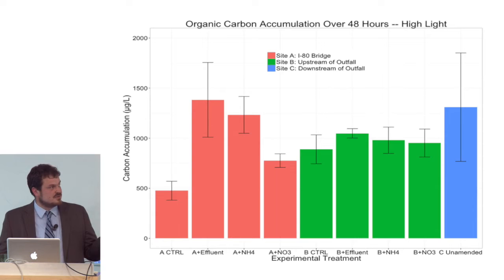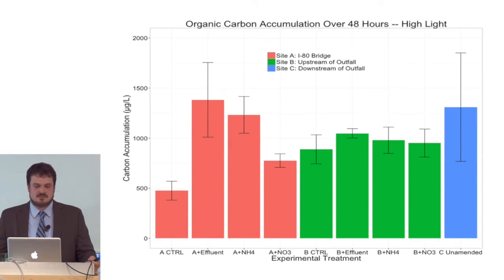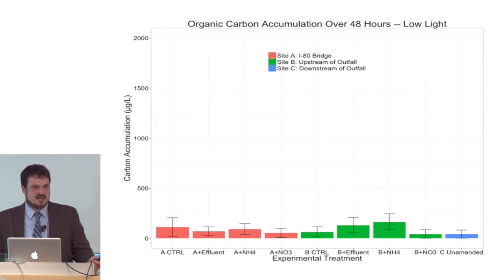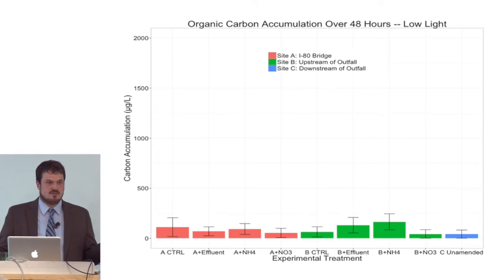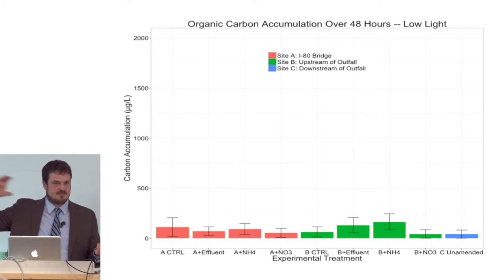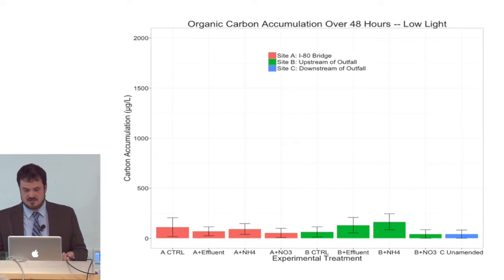So all you have to do in order to get phytoplankton growth from the river downstream from the effluent plant is give them some more light. Because if you give them less light, so remember that first one was equivalent to holding them at 60 centimeters depth. This is equivalent to holding them at 4 meters depth. There's a lot less carbon accumulation.